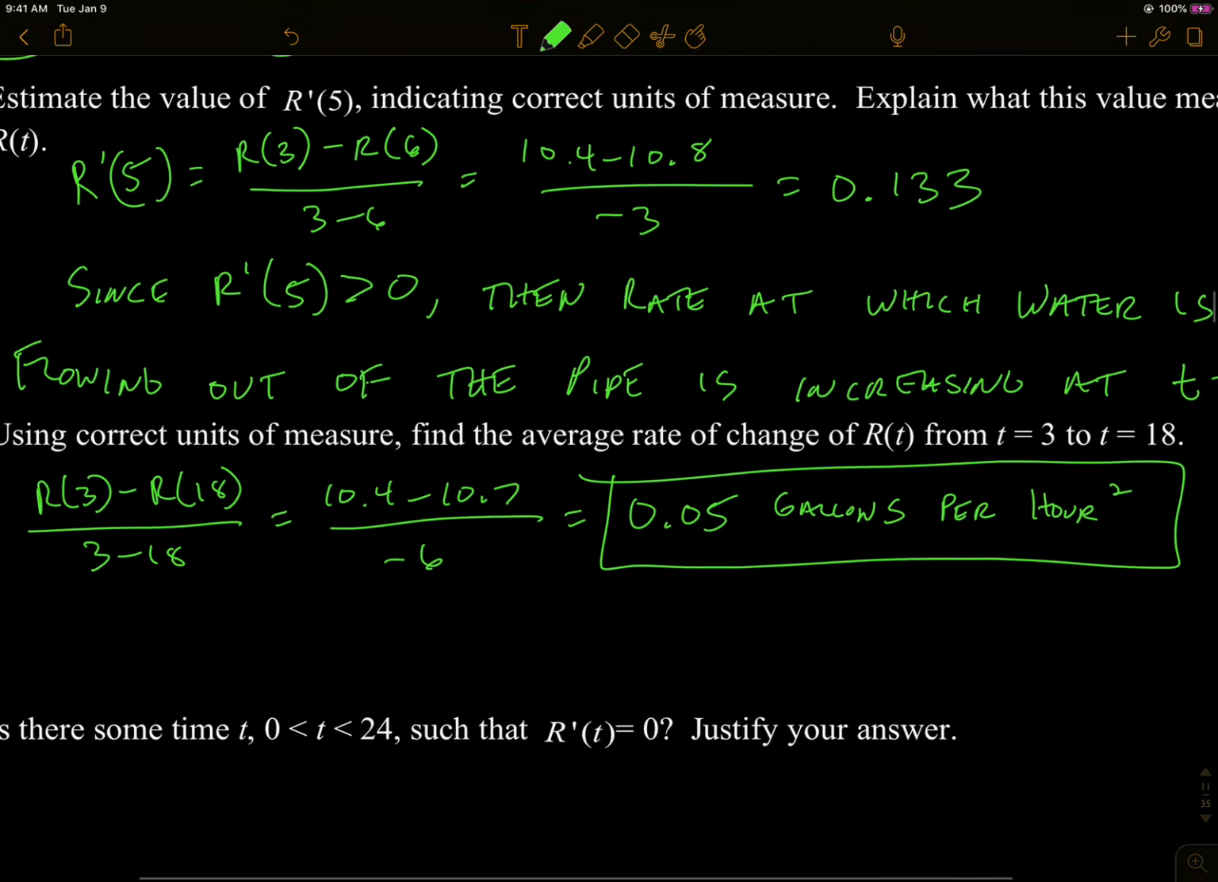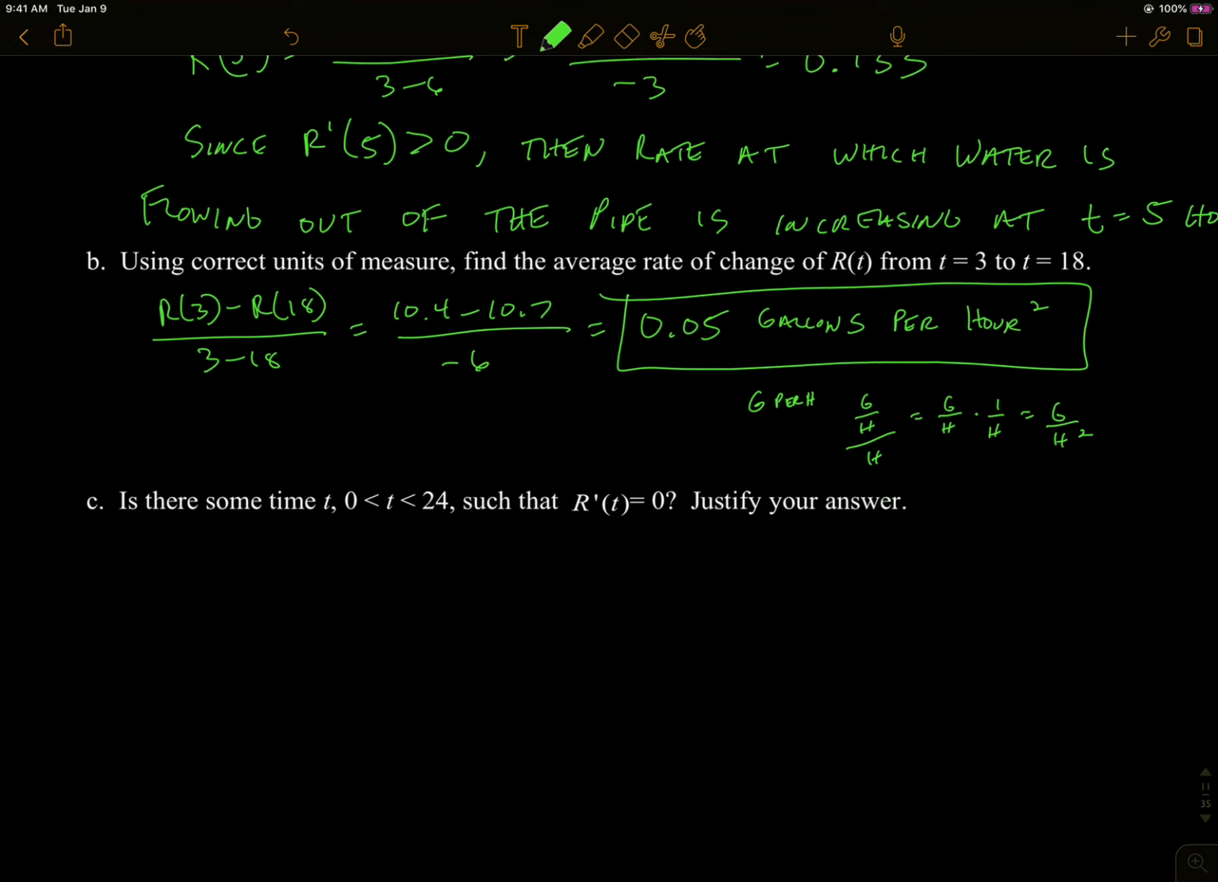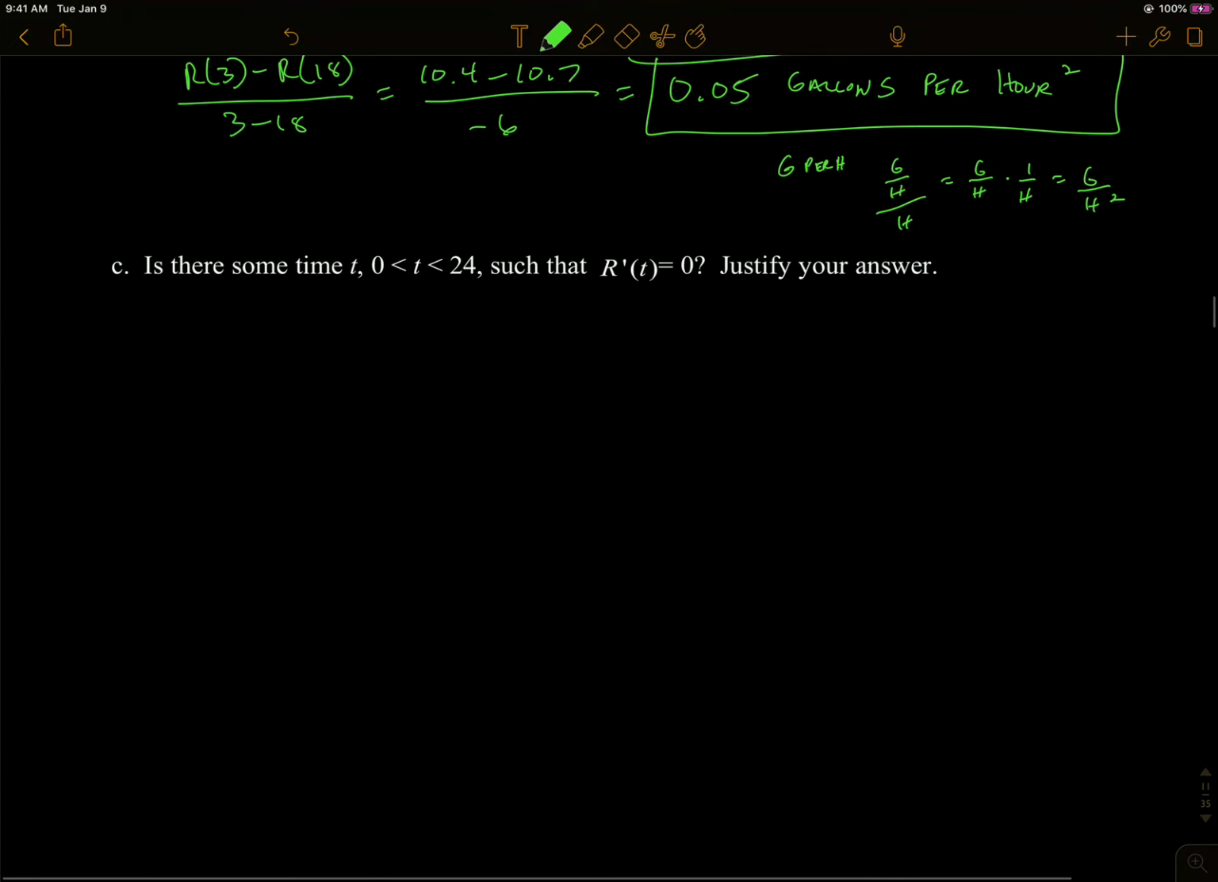So gallons per hour can be written as gallons over hours, and then per hour over hour. So if we simplify that, it's going to be gallons over hours times 1 over hours. So we got gallons per hour squared. So they're just kind of messing with you a little bit here on part B, in this whole problem, by making the original thing a rate.